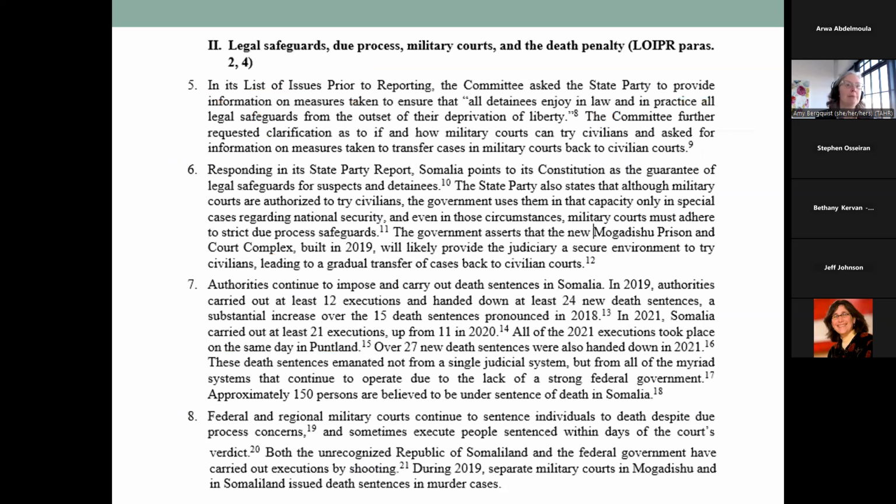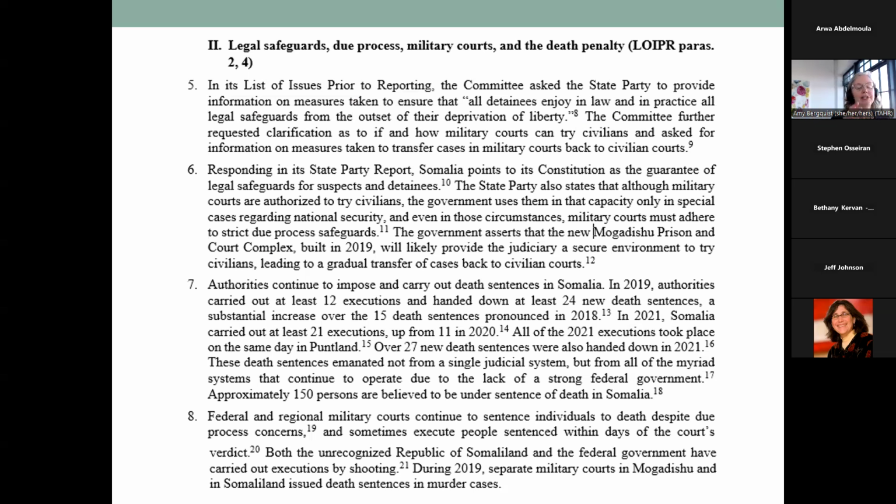So here's an example from a report we submitted to, I think it's the Committee Against Torture about Somalia. Might be the Human Rights Committee. But you can see in these paragraphs how we frame the issues. This is at the alternative report or shadow report stage, but you'll see how paragraph by paragraph we frame this. Paragraph 5: in the list of issues prior to reporting, the committee asked Somalia to provide information on certain matters and requested further details. So, just a couple of sentences summarizing what the committee asked for.